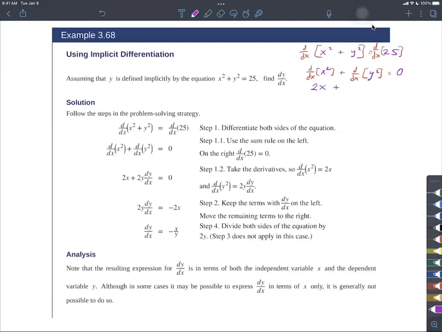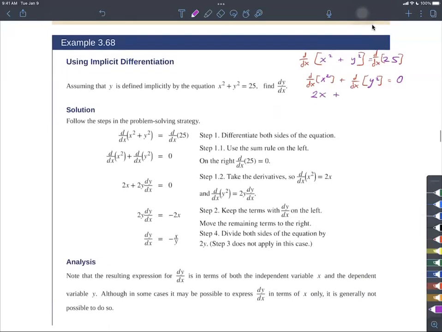Plus, what is the derivative with respect to x of y squared? Here we have a composition of two functions. The outer function is the squaring function, so we will use the chain rule: we bring down the exponent, we leave the base the same, and we subtract one from the exponent. Then we have to multiply by the derivative of the inner function. The inner function here is y. The derivative of y with respect to x, we will call dy/dx.